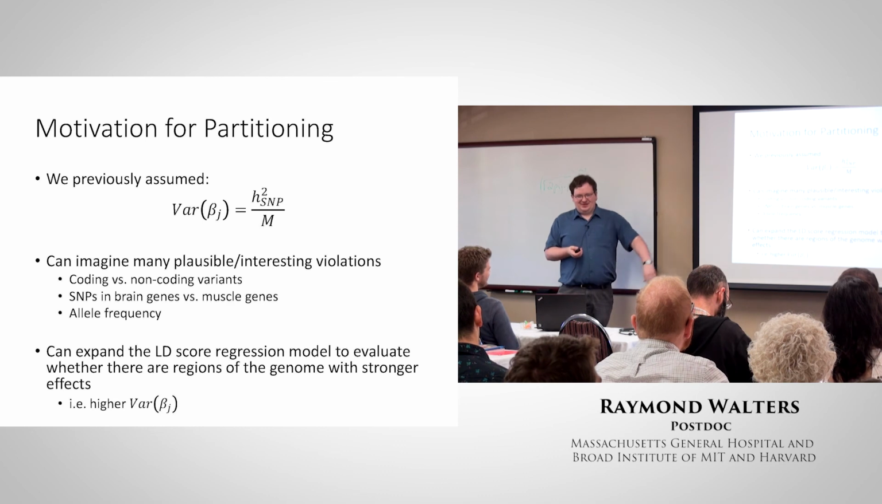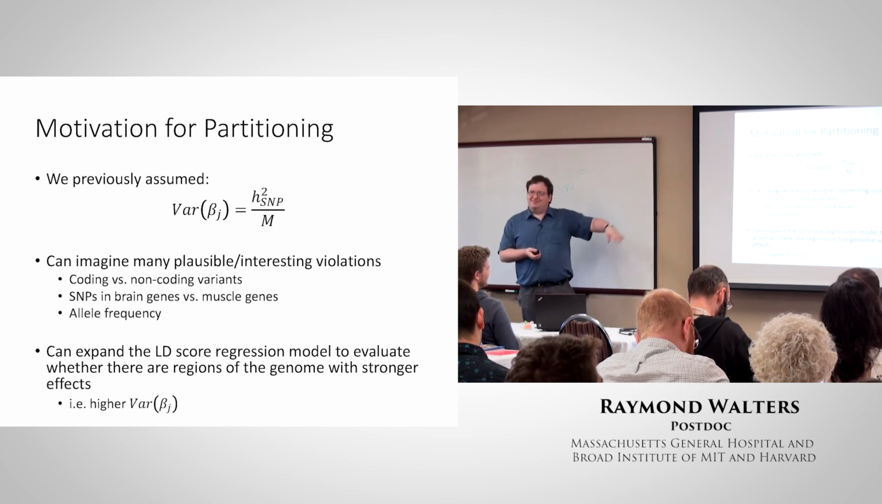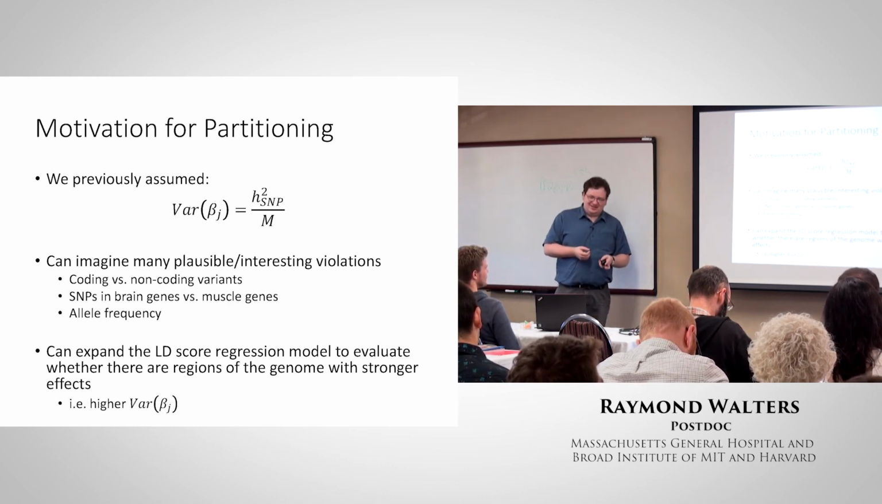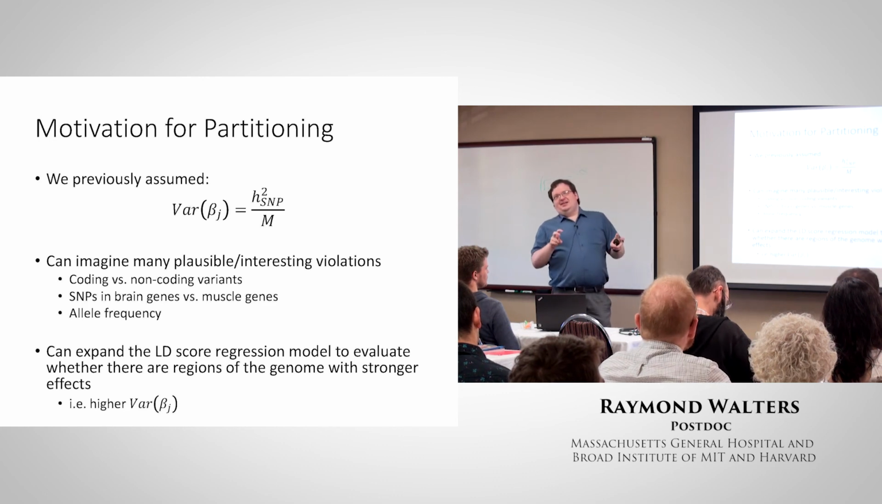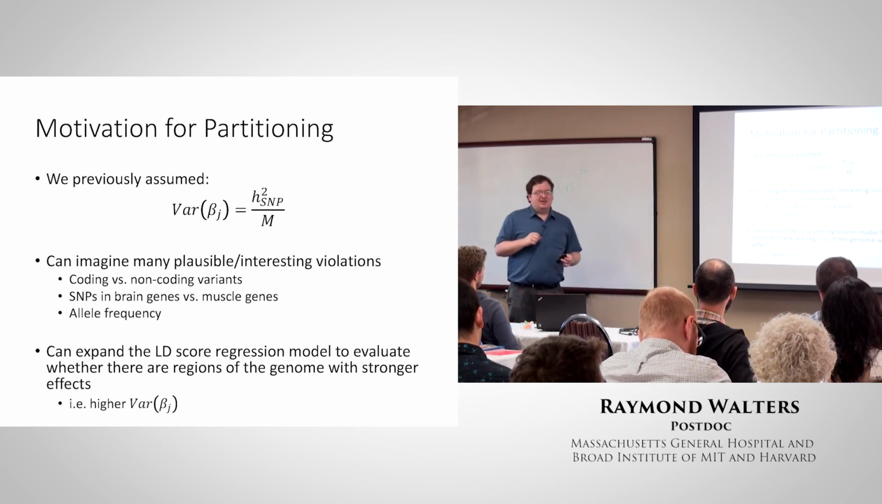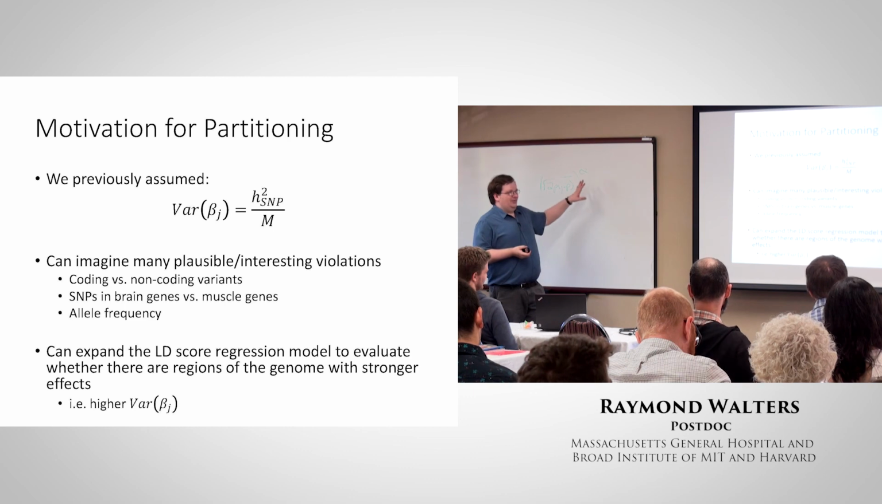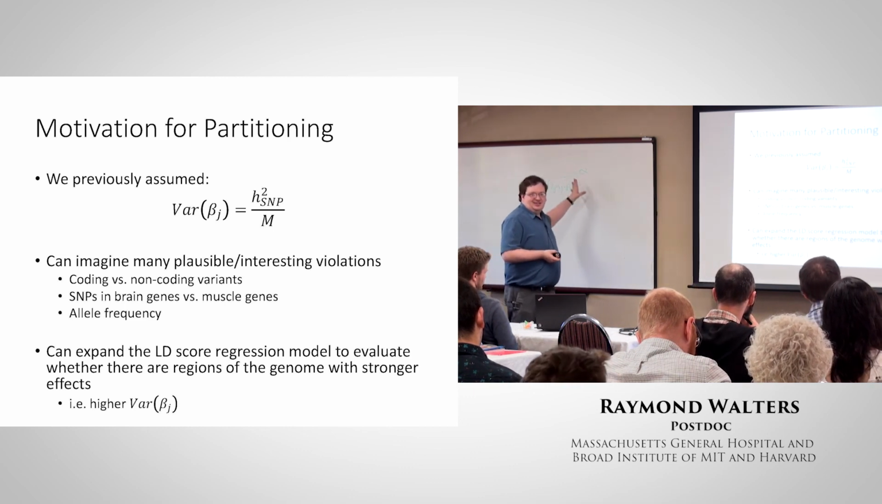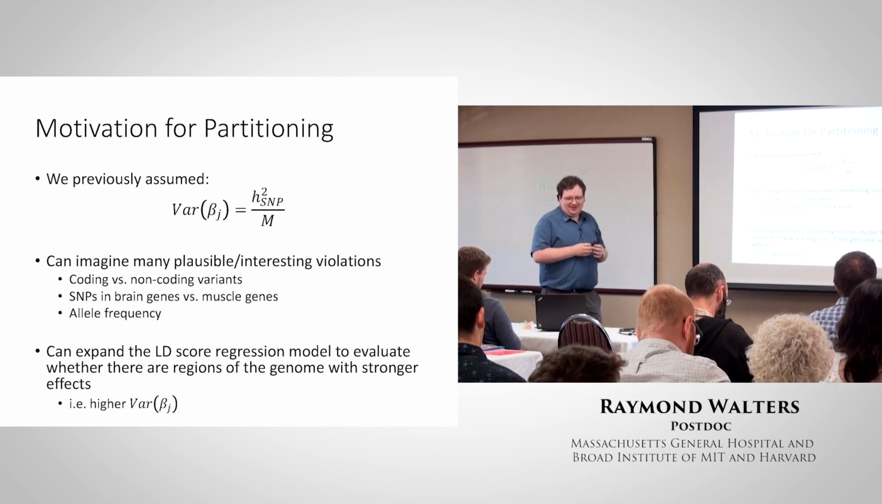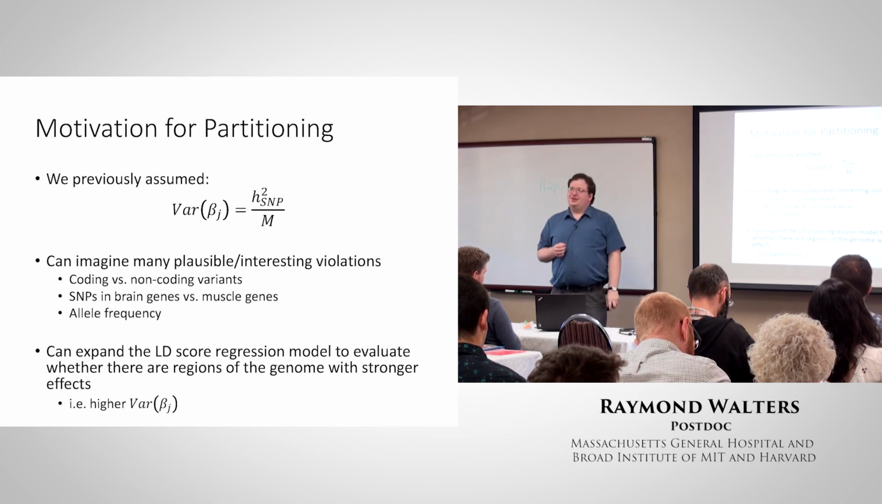We can think about this as relevant to a particular trait. Brain genes maybe are more relevant than muscle genes, to the extent that we can actually call anything a brain gene or a muscle gene, but that's a digression. Also, we've talked about how we had to make strong assumptions about the functional form of effect sizes with relationship to allele frequency.